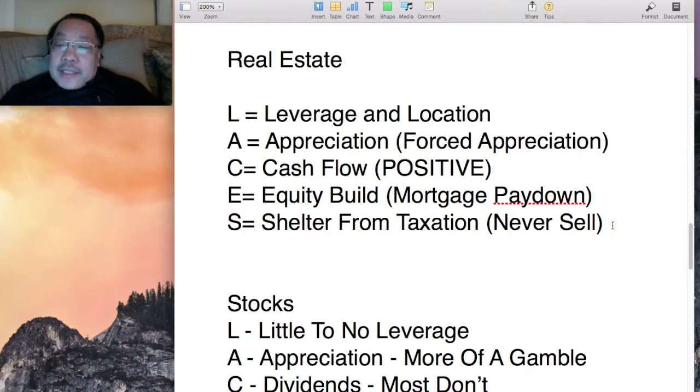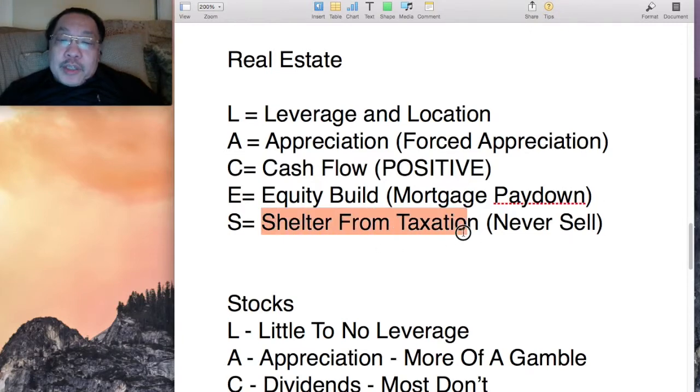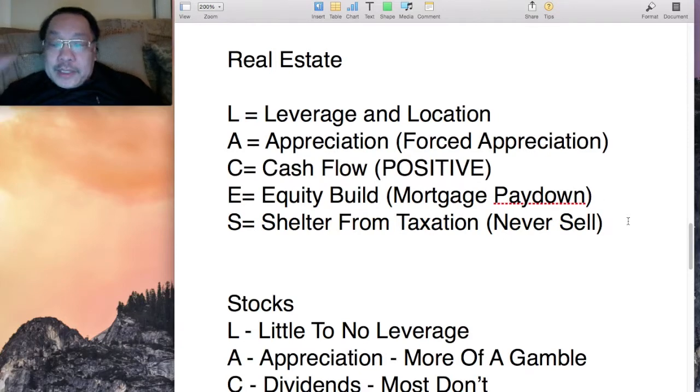Now, the next thing I want to cover is shelter from taxation. I can only speak about real estate in Ontario, Canada, because this is really my neck of the woods. In Canada, you could buy a property, what we call a principal residence. If you live in it, it doesn't matter. You could have paid $100,000 for it 25, 30, maybe 50 years ago, whatever your age is, and now it's worth $1 million, let's say.